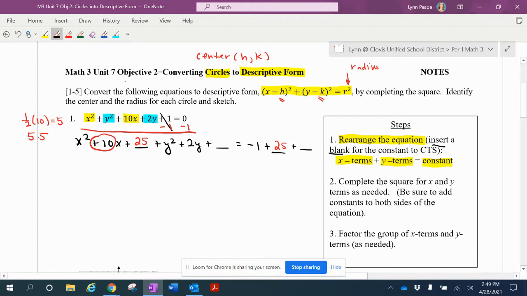Okay, so I have to do that for the y term as well. I'm going to take that number in front of the linear term, so that 2, and take half of it. Half of 2 is just 1. And I'm going to multiply it by itself, so 1 times 1, which is 1. If I add 1 to the left, I have to add 1 to the right. And I want to do that because I need to complete the square.